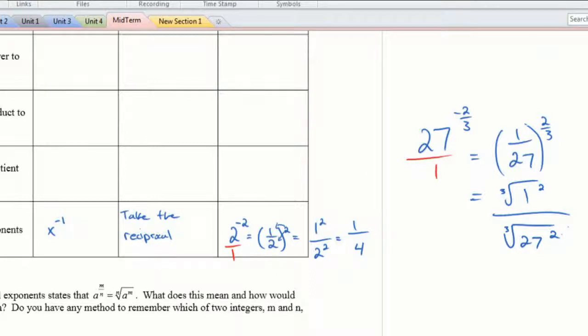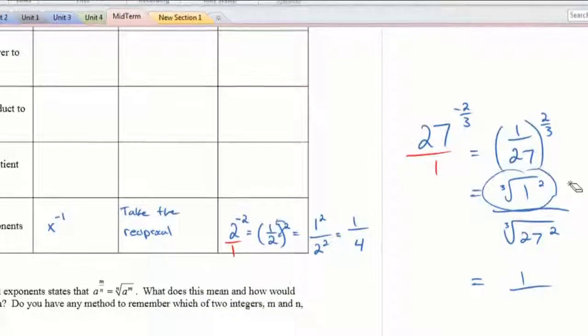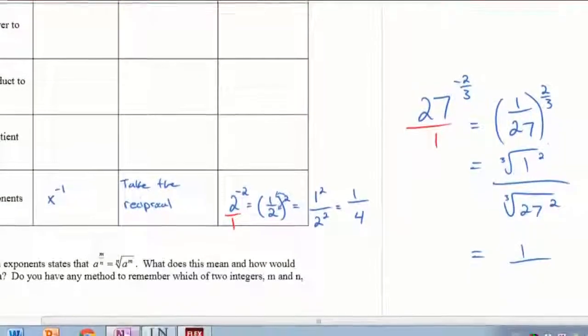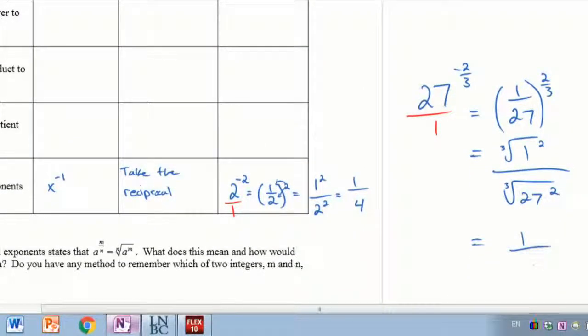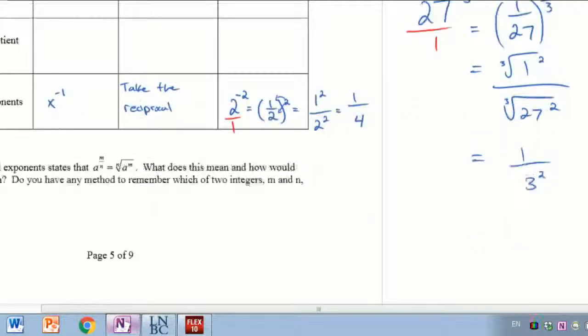So the third root of 27 is going to be 3. And on the top, the third root of 1 is 1, and 1 squared is 1. So everything on the top is 1. Writing it this way was completely unnecessary, but just to clarify my thought process, that's what I was doing. We do the top and the bottom, but in this case, it's just 1. The third root of 27 is 3. 3 times 3 is 9, times 3 again is 27. And then we get squared. So we end up with 1 over 9.